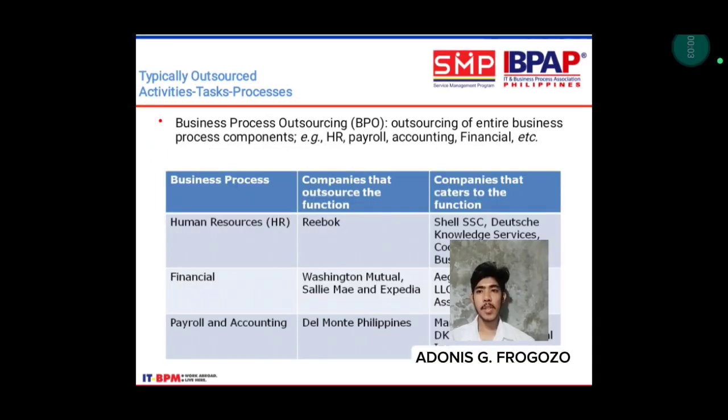We have business process outsourcing, the outsourcing of entire business process components. Example: HR, payroll, accounting, and financial, etc. So we have the business process, companies that outsource the function, and also companies that cater to the function. Part of the business process is human resources or HR, financial and payroll, and accounting. And among the companies that outsource the function, we have Reebok, Washington Mutual, Sallie Mae, and Expedia. And the last is Del Monte Philippines.